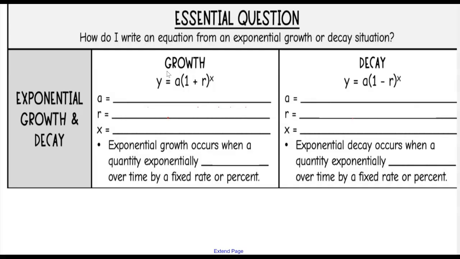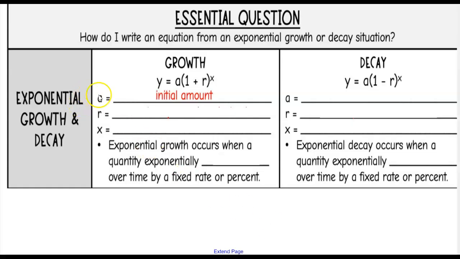And today we're looking at growth and decay. The essential question is how do I write an equation from an exponential growth or decay situation? So we're going to talk about the parts of each one here, and they're extremely similar. They're exactly the same, except the growth has a plus and the decay has a minus. So let's look at this.